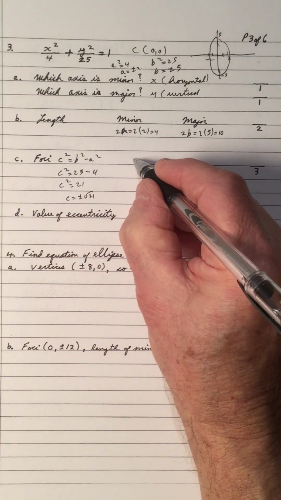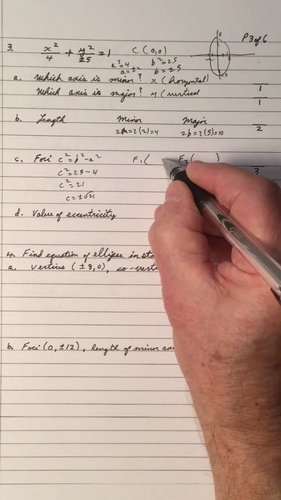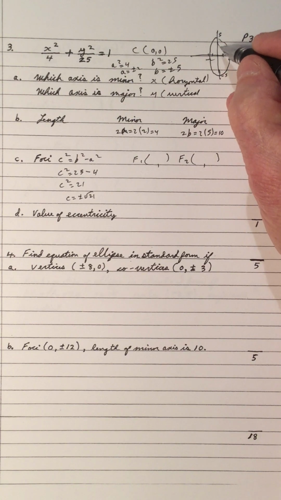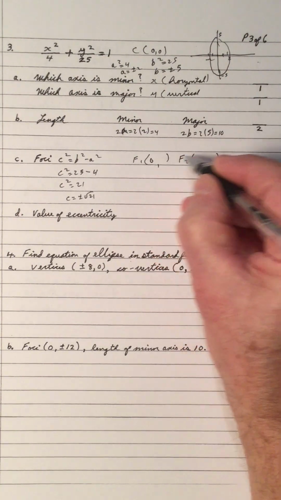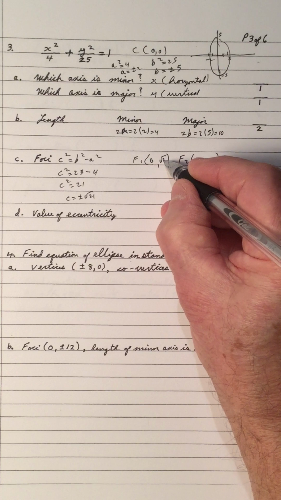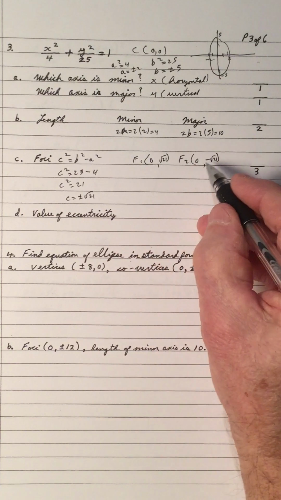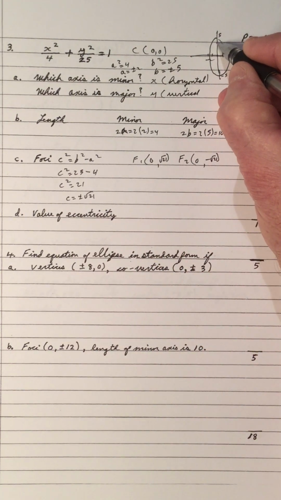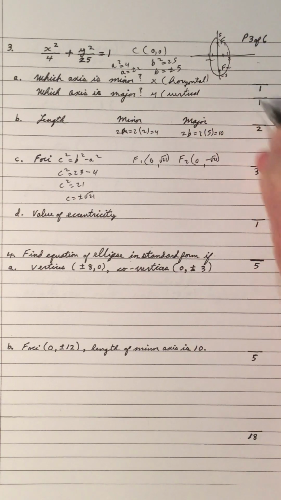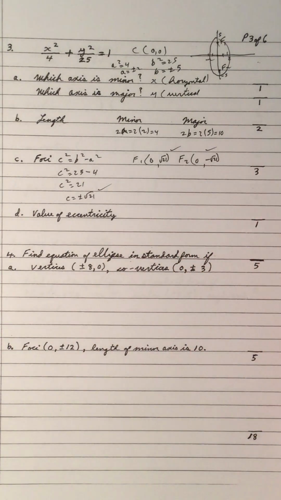So the foci, f1 and f2, are on the vertical because that's the major. So we would go up and down here. So it's 0 for the x, and add on root 21 and subtract root 21. So the foci are (0, root 21) and (0, minus root 21). So the foci are right here and right here. If you have root 21, give yourself a mark. You have these two correct, give yourself 2 more marks.